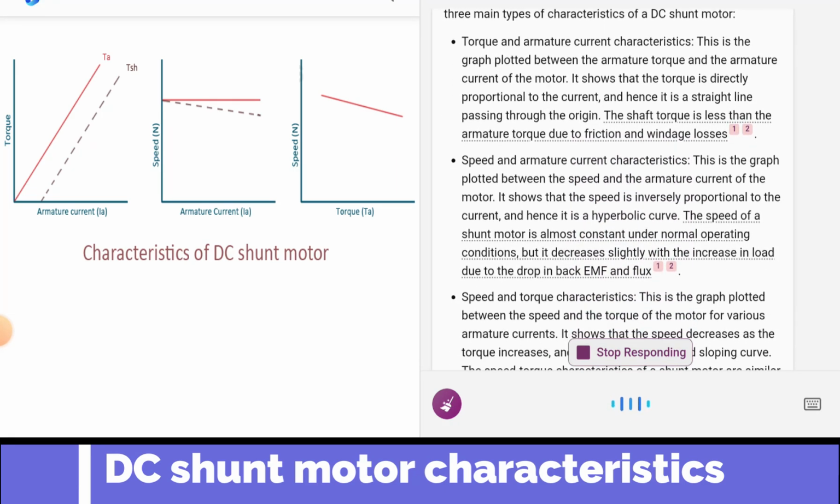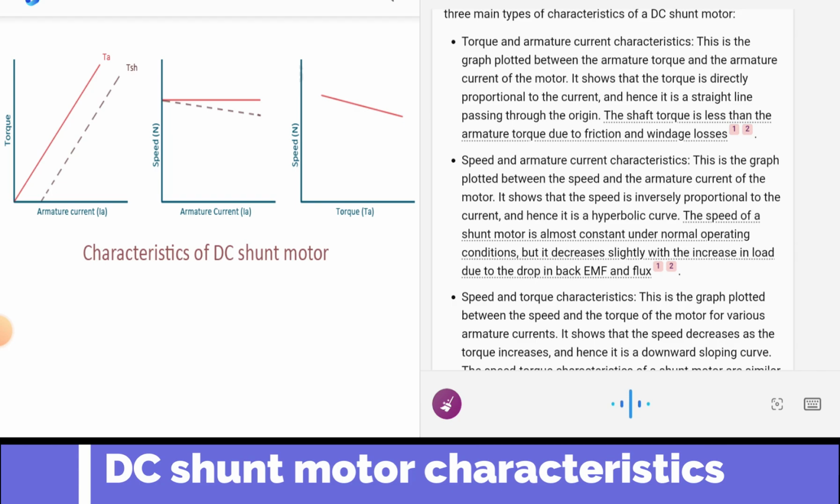Speed and armature current characteristics. This is the graph plotted between the speed and the armature current of the motor. It shows that the speed is inversely proportional to the current, and hence it is a hyperbolic curve. The speed of a shunt motor is almost constant under normal operating conditions, but it decreases slightly with the increase in load due to the drop in back EMF and flux.